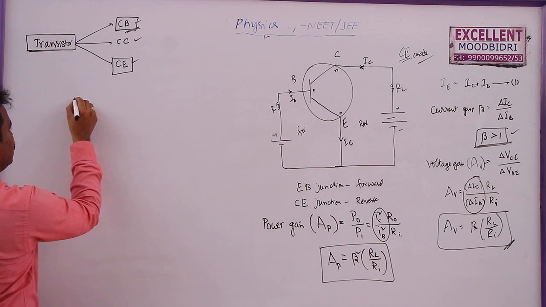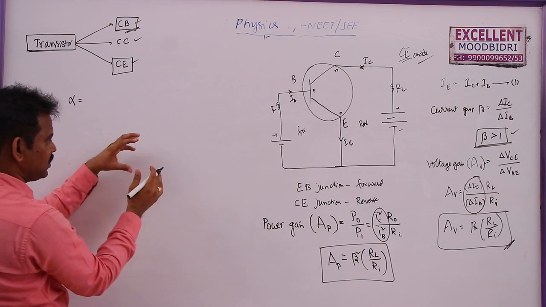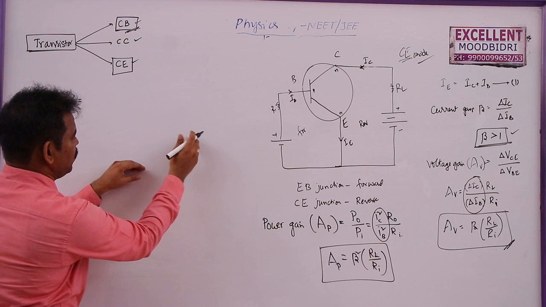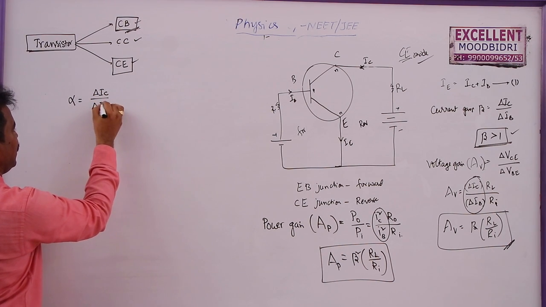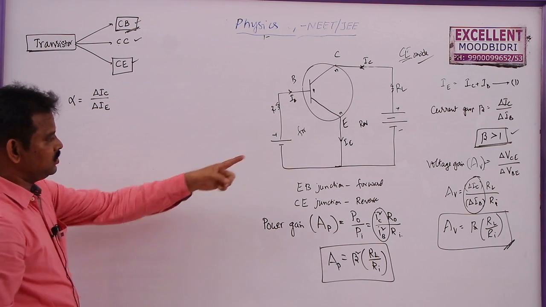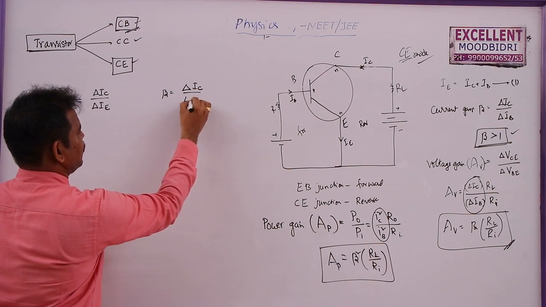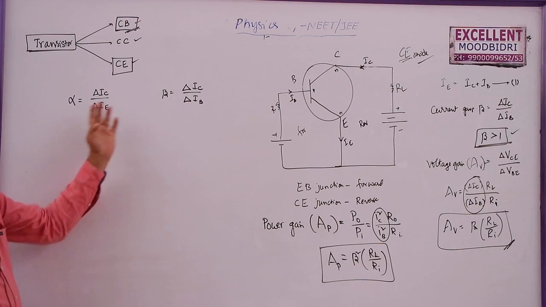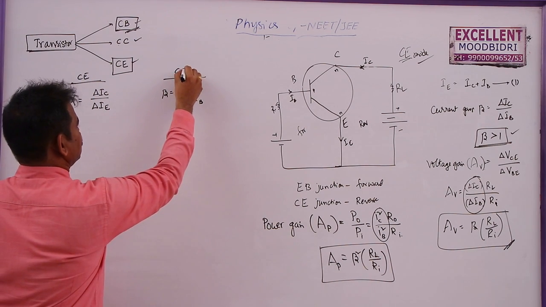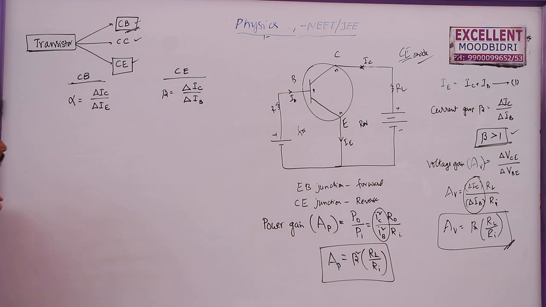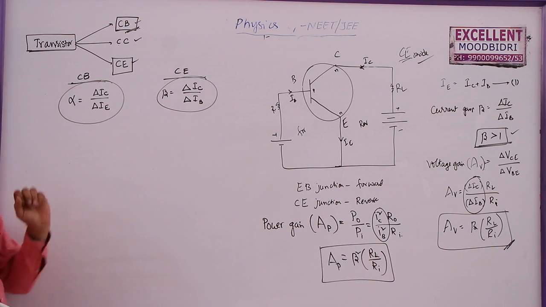In common base, the current gain or current amplification factor is given by, as it is common base, the output will be IE, that is delta IC by delta IE. And similarly for this one, beta is equal to delta IC by delta IB. These are the current gains. This is in CE mode, this is in CB mode. What is the relation between alpha and beta, current gains in common base mode and common emitter mode?